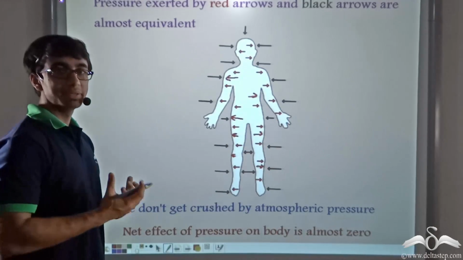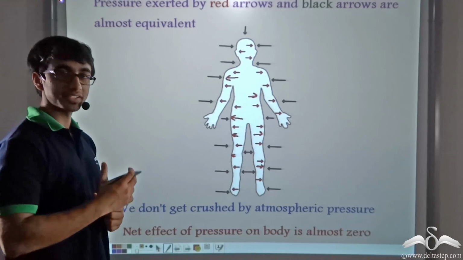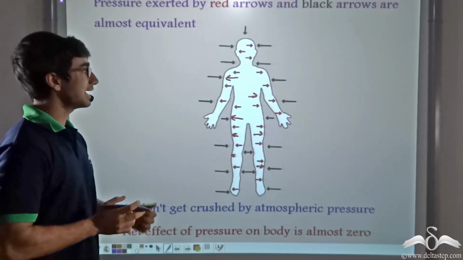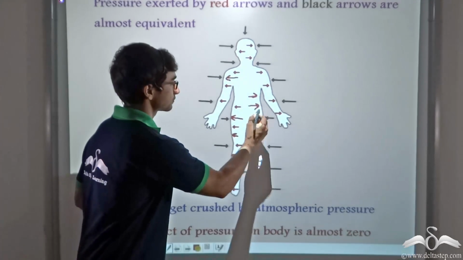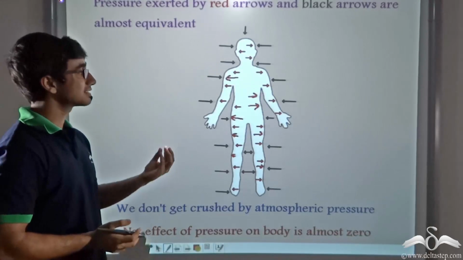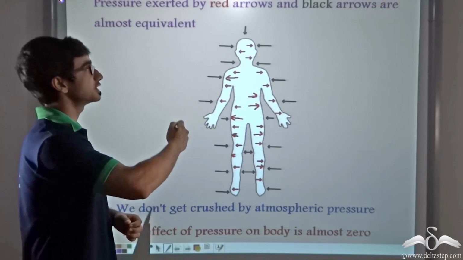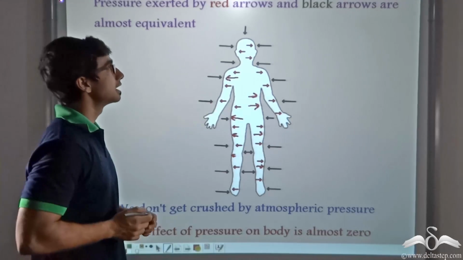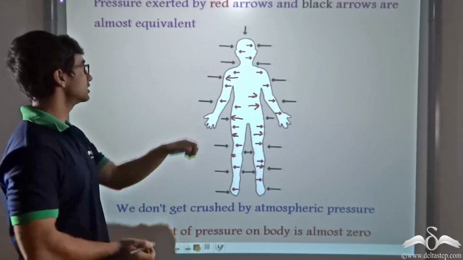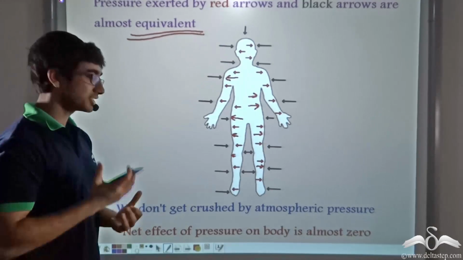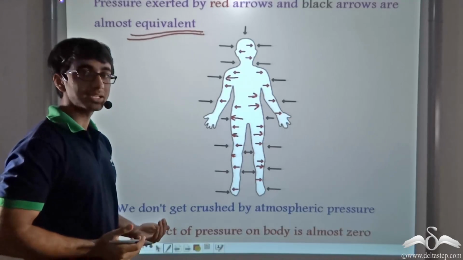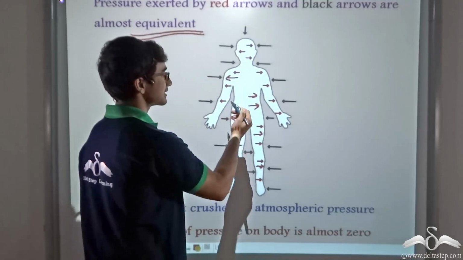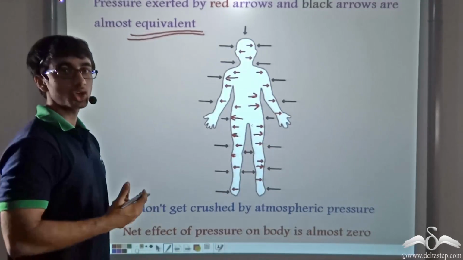In other words, when the heart is beating and blood is traveling through the blood vessels, it exerts a certain amount of force on the inner walls of these vessels. And this blood flowing through the blood vessels exerts a pressure that counterbalances the atmospheric pressure. So we can say that the pressure exerted by the red arrows depicting blood and the black arrows depicting atmospheric pressure are equivalent. It is due to this reason that we are not getting crushed by atmospheric pressure, because the net effect of pressure on our body is zero. Blood pressure is cancelling out atmospheric pressure and we are not getting crushed.